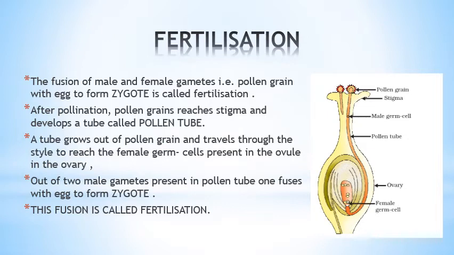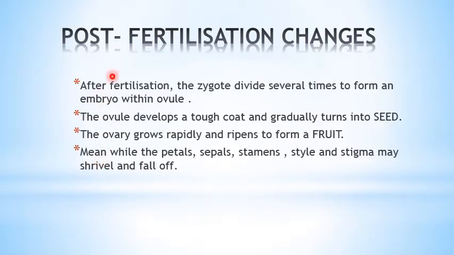Very important question. Now comes post-fertilization: after fertilization, the zygote is formed, then what changes take place? The zygote divides several times to form an embryo within the ovule. So what is the fate of the zygote? Fate, F-A-T-E, means what will be the result of the zygote. What will the zygote form? That is known as fate. So that will be formed into the embryo.